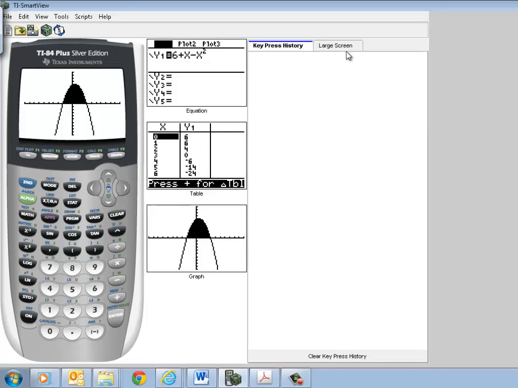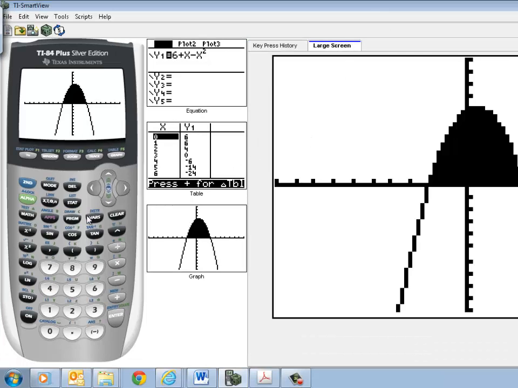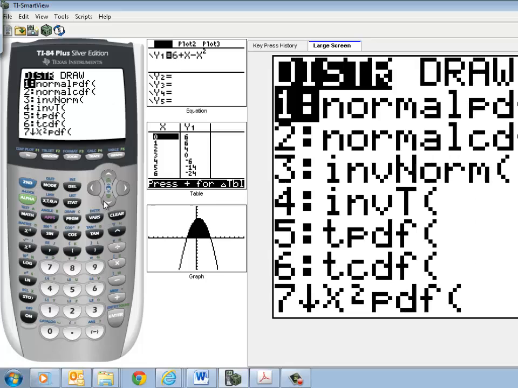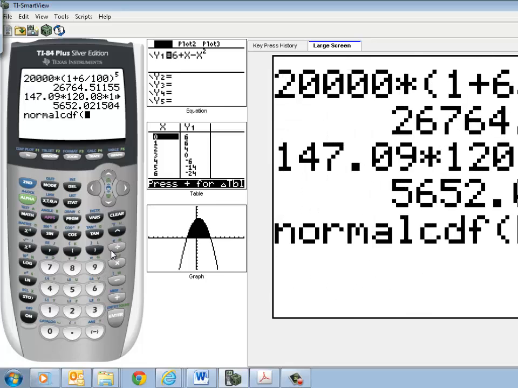Alright, so let's have a look at that. What we have to do is go to our distribution, so second function distribution, and we come down to number 2, which is the normal CDF. Right, so then we're going to put in our value. So our lower value is 25.